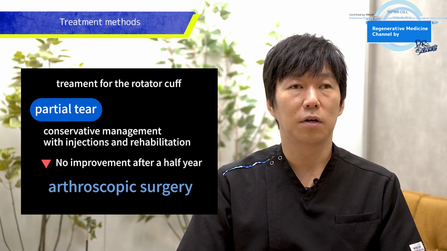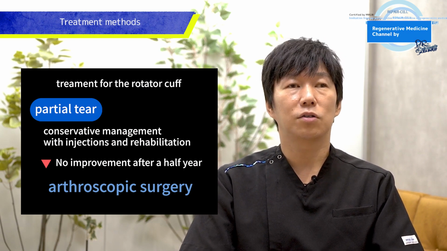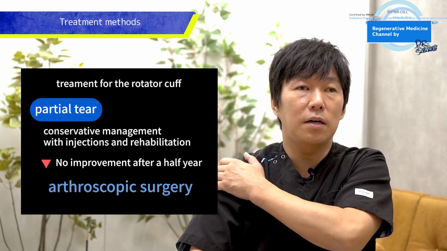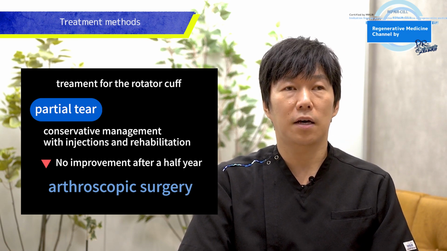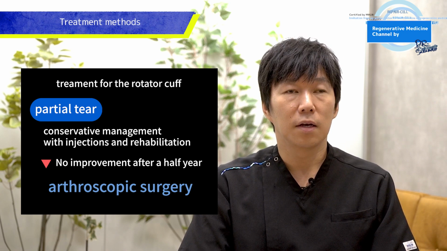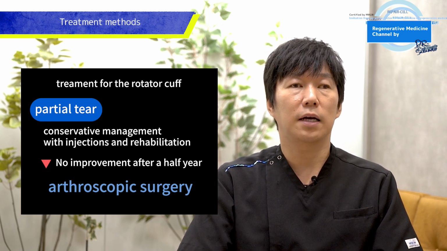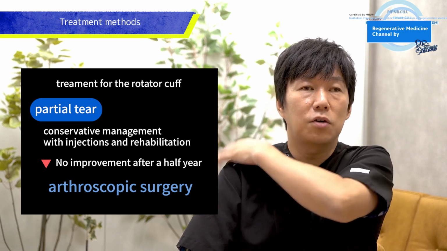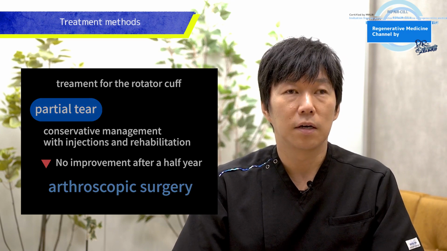For treatment of a rotator cuff injury, if the tear is partial and with relatively mild pain, conservative management is usually adopted, and we monitor the pain for about half a year with injections and rehabilitation. If the pain does not improve after half a year, we may decide on arthroscopic surgery.